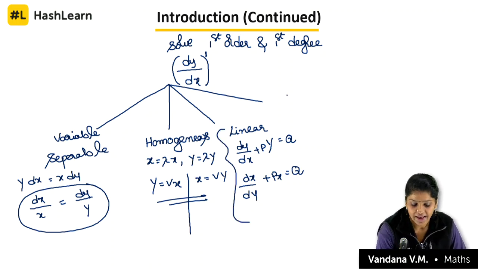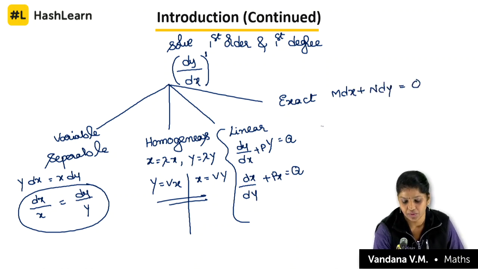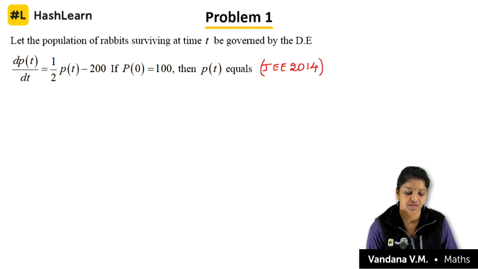The last one, the exact differential equation. What is an exact differential equation? It must be in the form of m dx plus n dy is equal to 0. Then if dou m by dou y is equal to dou n by dou x, the given differential equation is called an exact differential equation. Then we can write the general solution for that. We know, right? Yes. Let us start doing some questions.